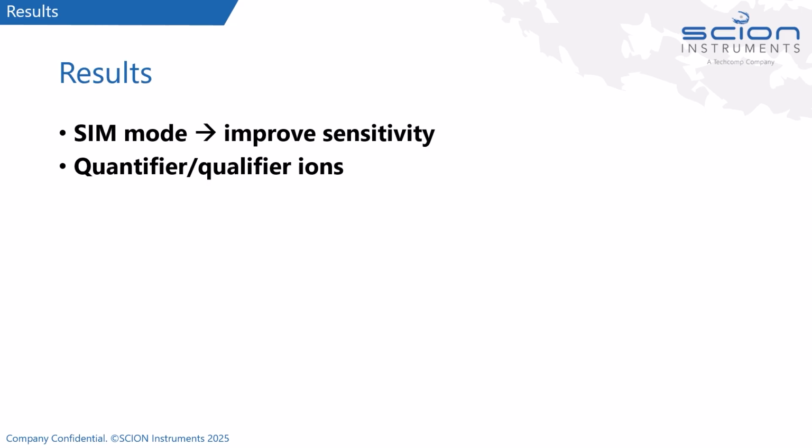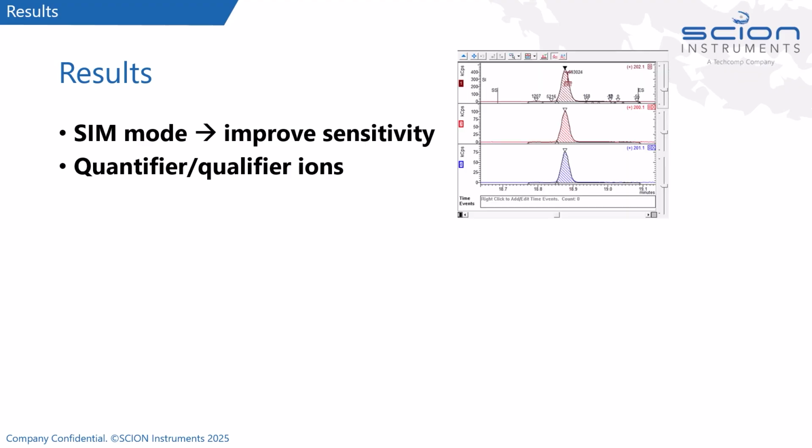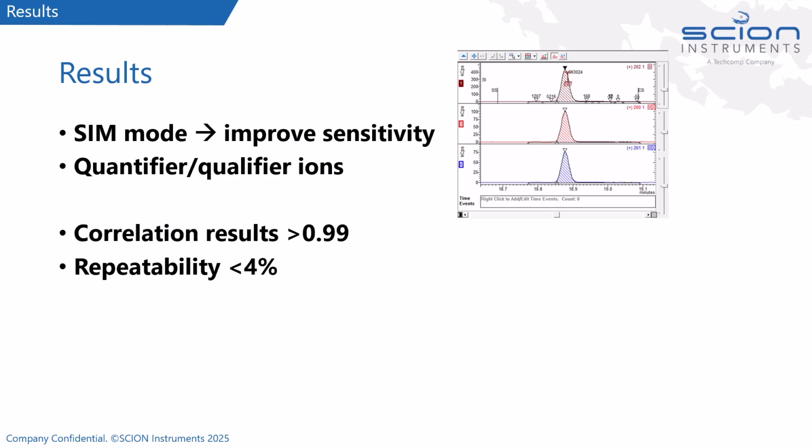The results. As I told you before, we will test in SIM mode to improve sensitivity and lower the noise, because the MS will only search for specific ions, using the quantifier and qualifier ions. This is an example mass spectra of fluorene from a linearity sample, showing the quantifier ion in the top plot and the qualifier ions in the middle and bottom plots.